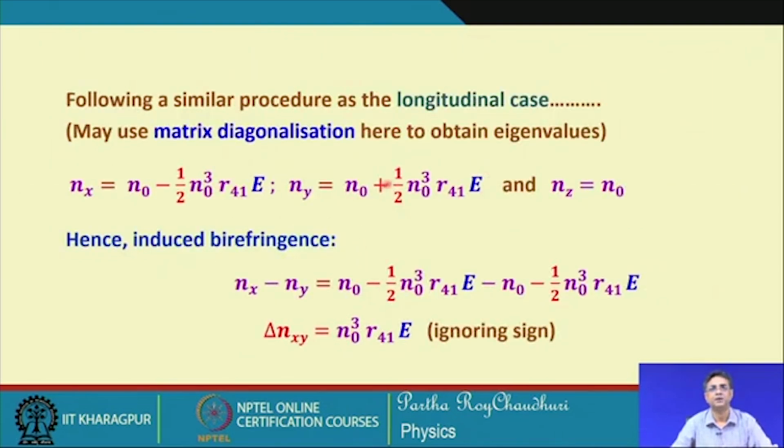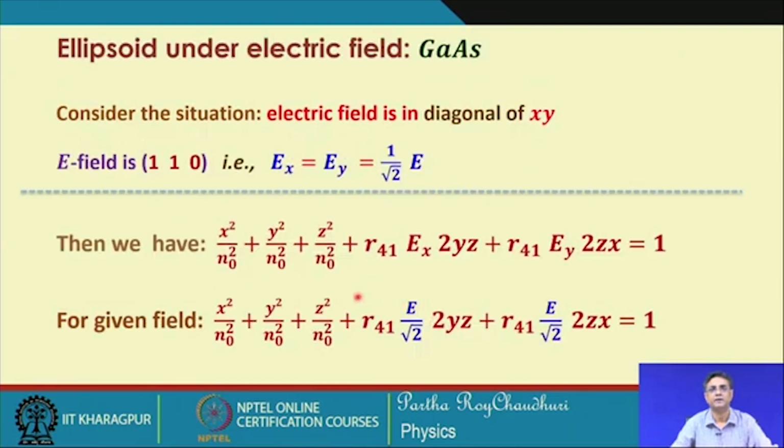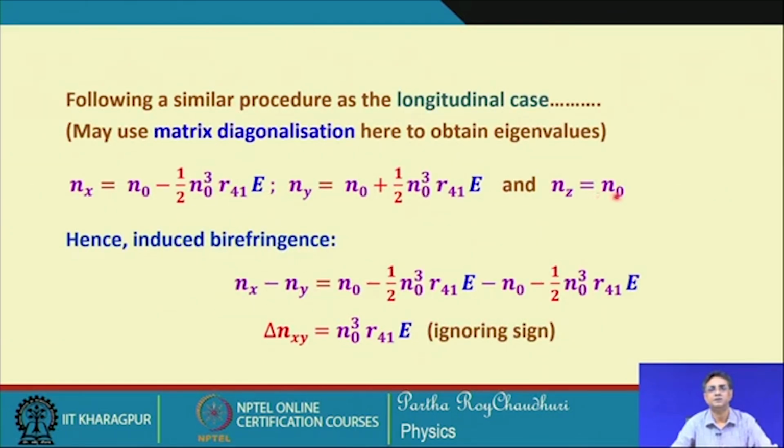So n z equals n 0, hence the induced birefringence for this. After you do this matrix diagonalization of this matrix equation to get the principal axis refractive indices under the electric field, you get these new refractive indices, and the induced birefringence this time will be equal to this.